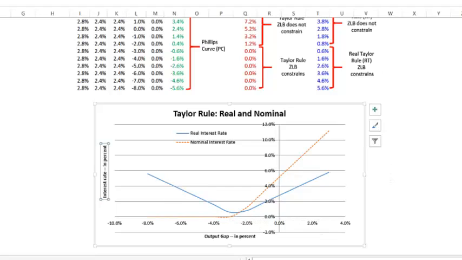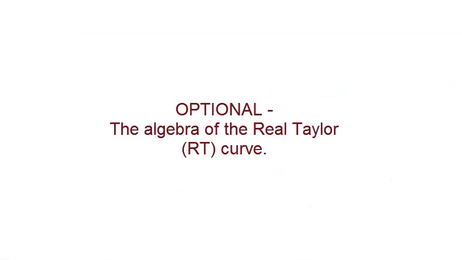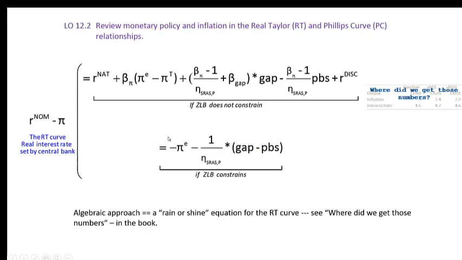As usual, this spreadsheet is available to you. For those of you who are more mathematically or algebraically inclined, you might want to know what the equation is for the real Taylor rule. It turns out that we have a section in the book, Where Did We Get Those Numbers?, that shows us how to get what we might call a rain or shine equation for the real Taylor curve. It's an equation that includes the slope of the line if the zero lower bound does not constrain, but also the slope of the line if the zero lower bound does constrain.